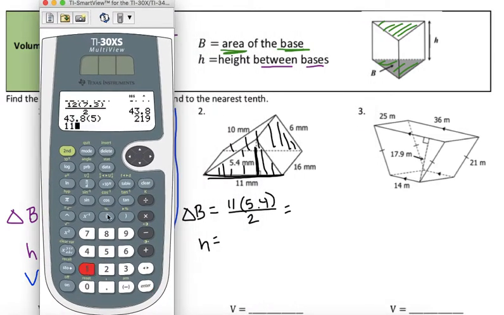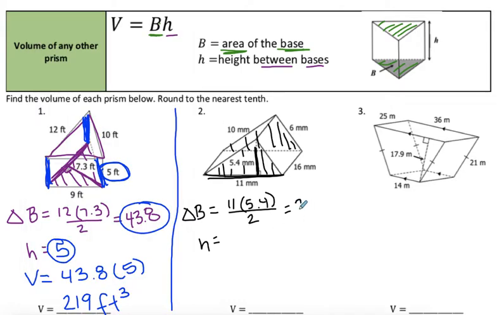So 11 times 5.4 divided by 2, 29.7. Okay, so 29.7 for the area of my base. And then the height, distance between bases. So here's part of the base. This is my connection. I don't know that one. I don't know that one. There it is. There's my height, 16.